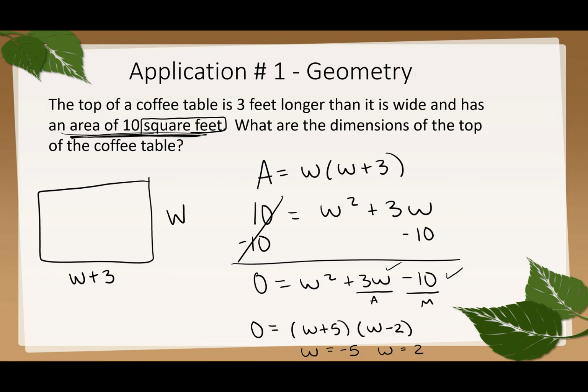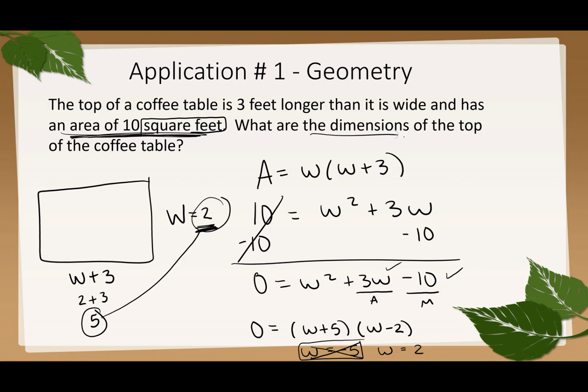Which one doesn't make any sense? It doesn't make sense for the width of a table to be negative 5, so that's not a good answer. And you'll always have one that doesn't make sense. But W equals 2 makes sense. So we would have W equals 2, and this would be 2 plus 3 is 5. And this totally makes sense, right? Isn't the length 3 more than the width? Yes. And isn't the area 10? Yes, 5 times 2.